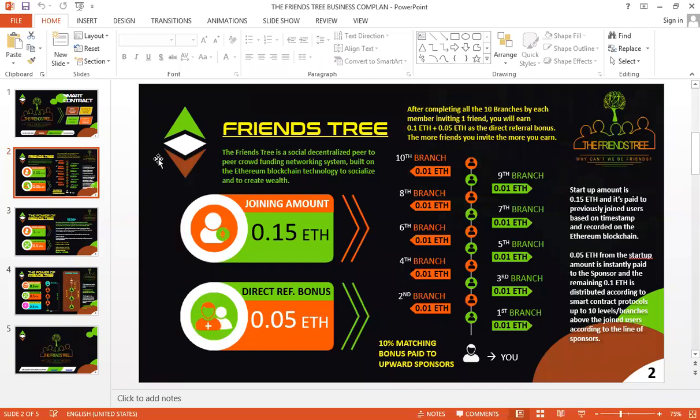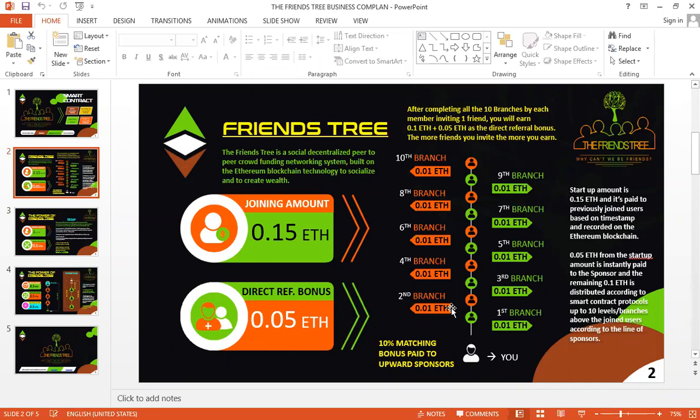Now the amount to get started in the French tree is 0.15 Ethereum, as you can see over here. Once you join and make this payment to the system, your sponsor will be rewarded 0.05 Ethereum. That is the direct referral bonus. Now, once that happens, the remaining balance of 0.1 Ethereum will be paid as a matching bonus to the upward sponsors.